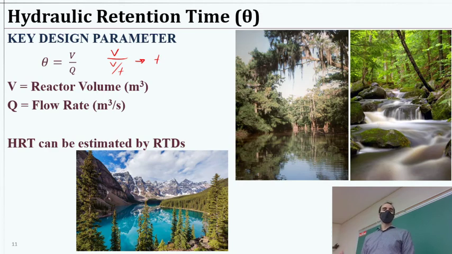For ideal reactors, typically we can just say, okay, well, what's our flow rate? And what are the dimensions of the reactor? We'll assume that it's ideal flow, and we're off to the races. We know what our retention time is going to be.